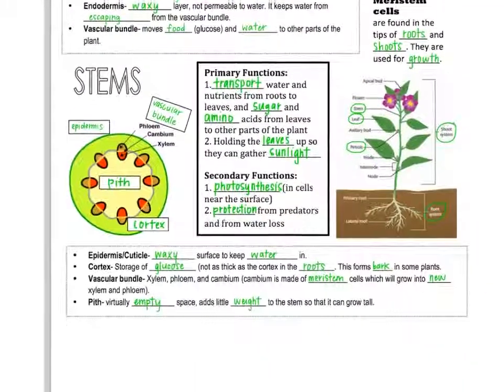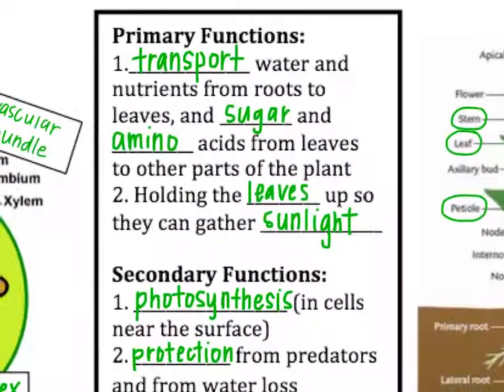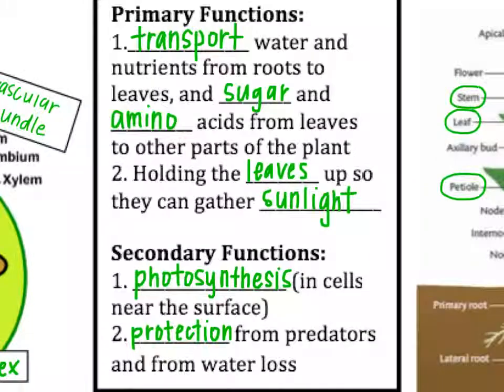Okay, so now let's look at stems. In the stem of the plant, its functions are to transport water and nutrients further through the plant, so it moves things up from the roots to the leaves, and it also transports sugar and amino acids from the leaves to other parts of the plant. And it also holds the leaves up. You don't usually think about this as a function, but it's important that the leaves be able to gather sunlight, and so it's the job of the stem to hold the leaves up so that they can do that.